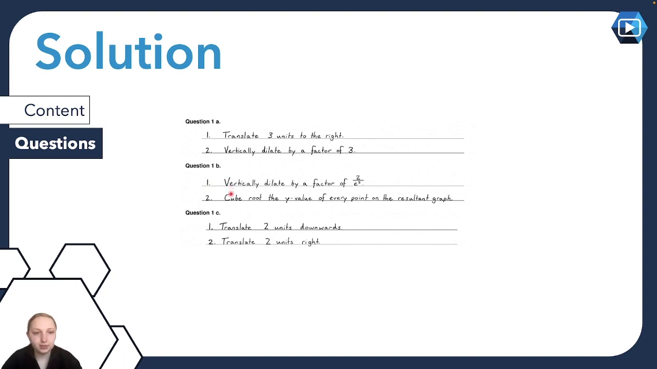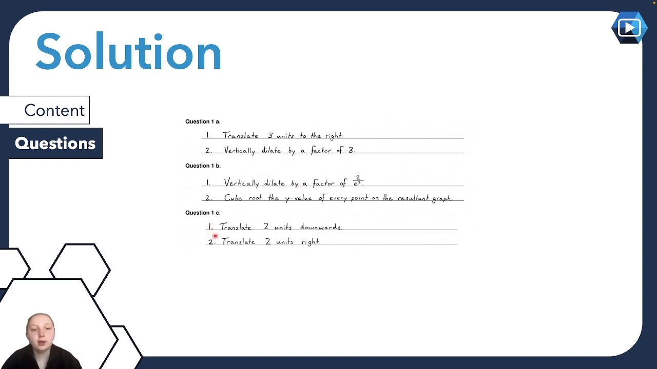For the next part, to vertically dilate by a factor of 2 over e to the x, then cube root the y value of every point on the resultant graph. That's all we would need to do to translate the second equation.